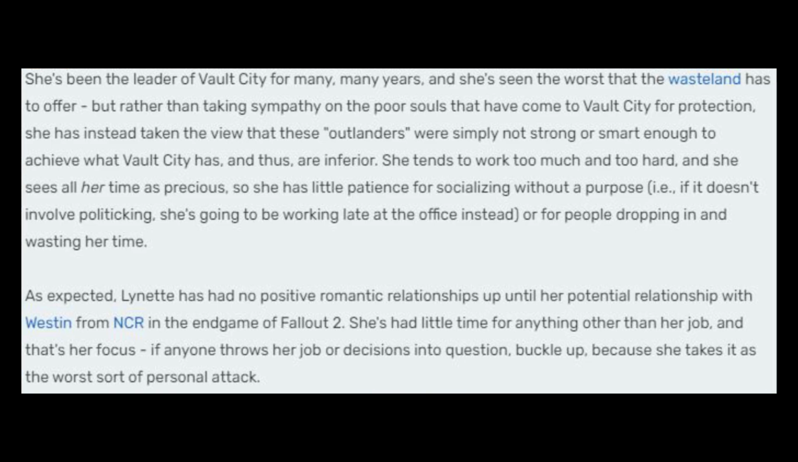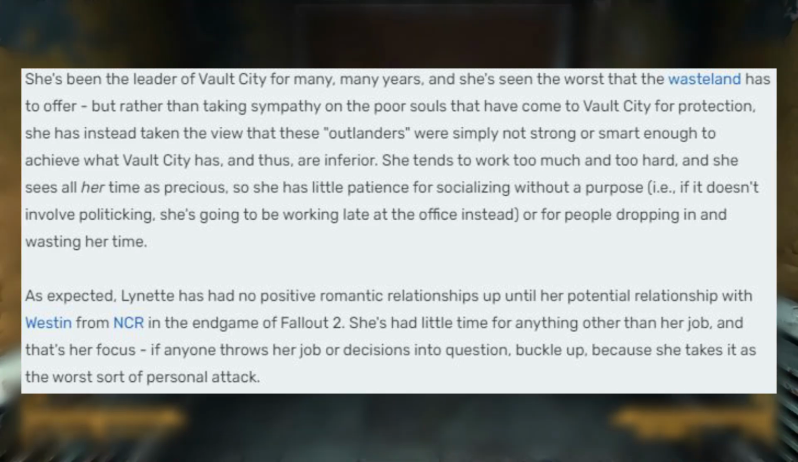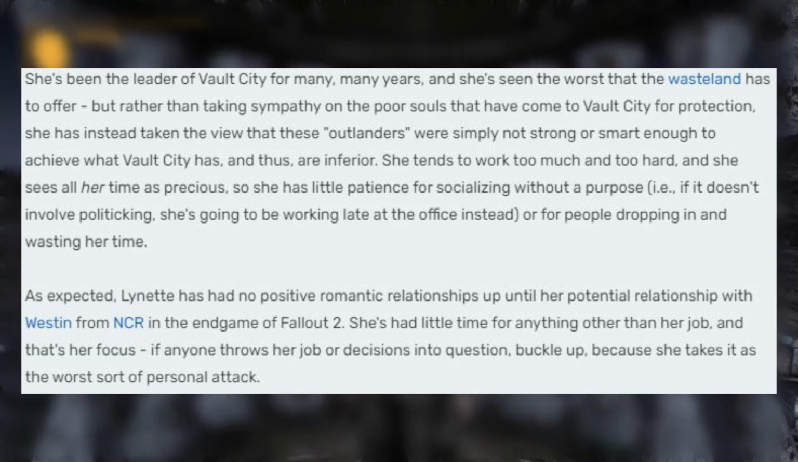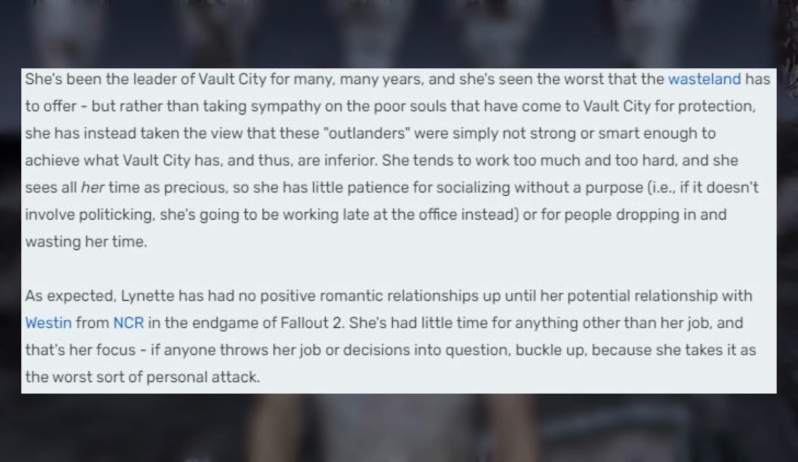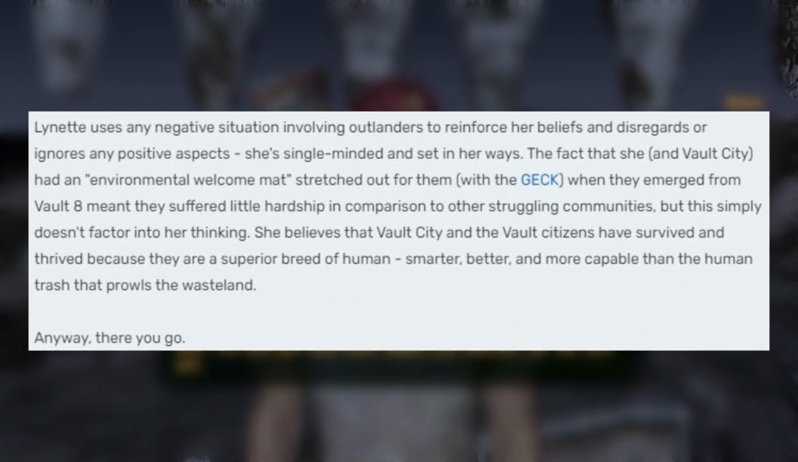and wasting her time. As expected, Lynette has no positive romantic relationships, up until her potential relationship with Weston from NCR in the endgame of Fallout 2. She's had little time for anything other than her job, and that's her focus. If anyone throws her job or decisions into question, buckle up, because she takes it as the worst sort of personal attack. Lynette uses any negative situation involving Outlanders to reinforce her beliefs and disregards or ignores any positive aspects. She's single-minded and set in her ways.